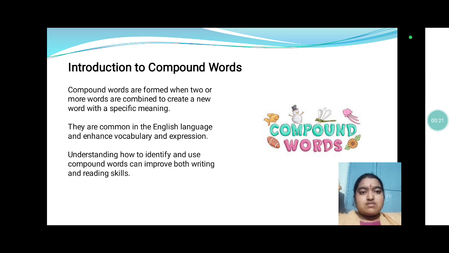So when two words which have their own meanings combine to form a new word, it has its own meaning. That means a new word is formed with a specific meaning. They are common in the English language and enhance vocabulary and expression. Understanding how to identify and use compound words can improve both writing and reading skills. So these compound words play a vital role in English grammar. This shows how efficient the language is.